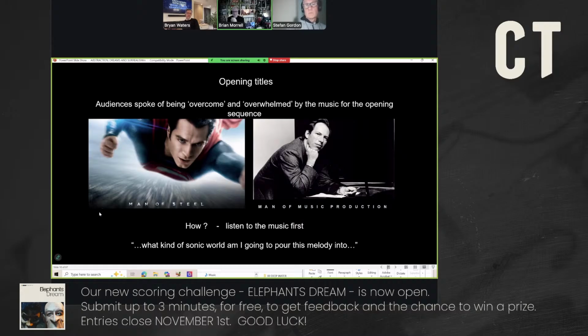Audiences spoke of being overcome and overwhelmed by the music in the opening sequence. Music was done by Hans Zimmer, and he made this famous comment when he talked about this. He said him and the director were talking about what kind of sonic world am I going to pour this melody into? And that kind of takes us slightly there.